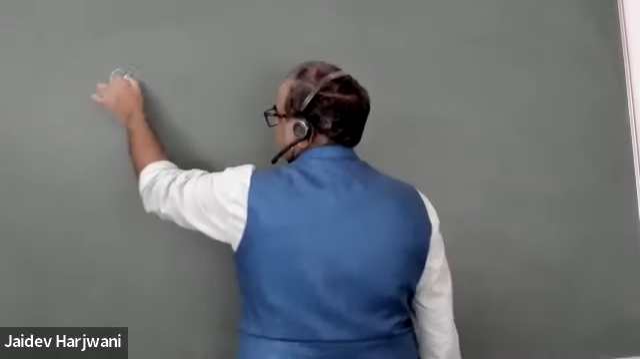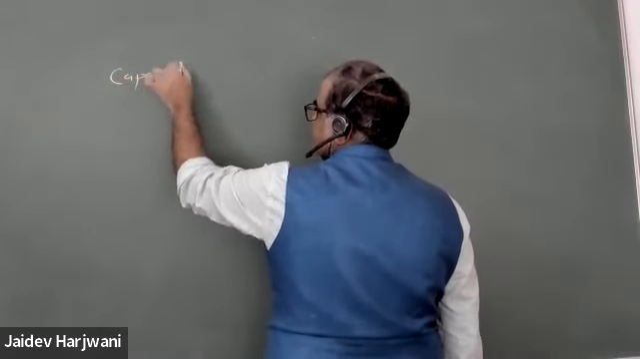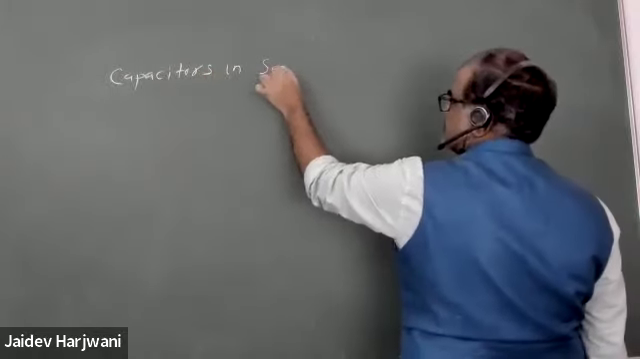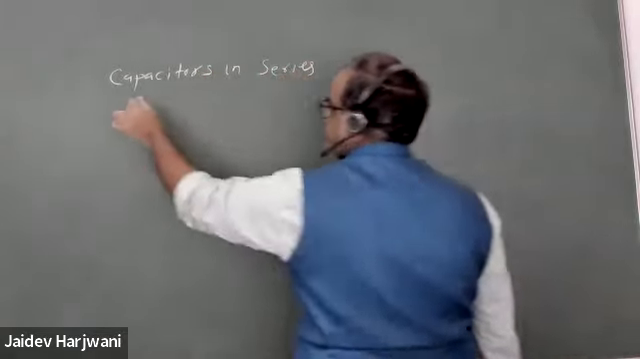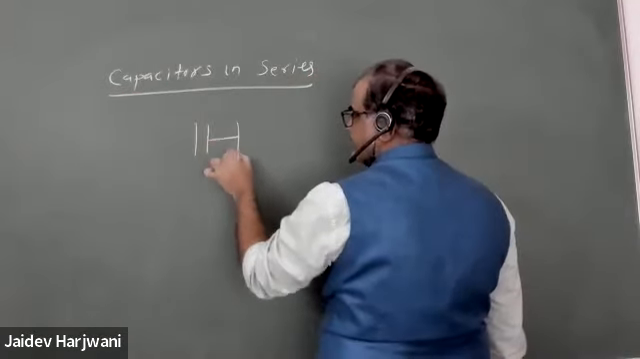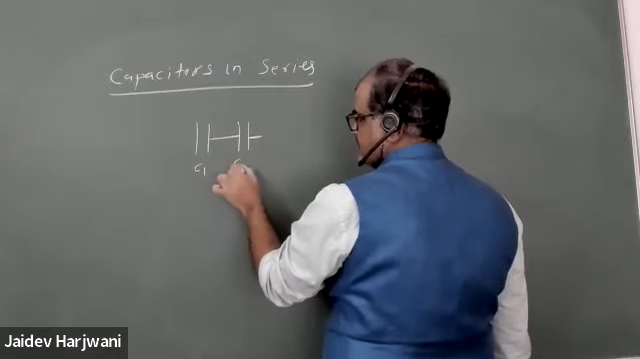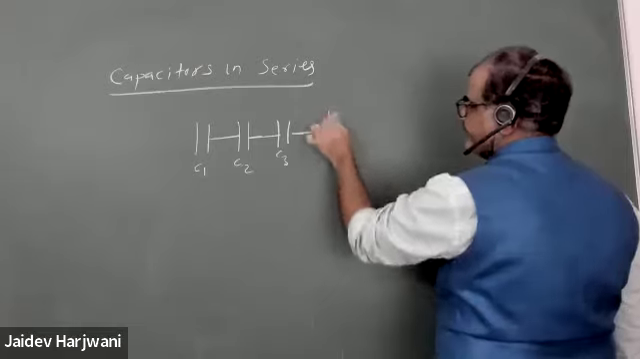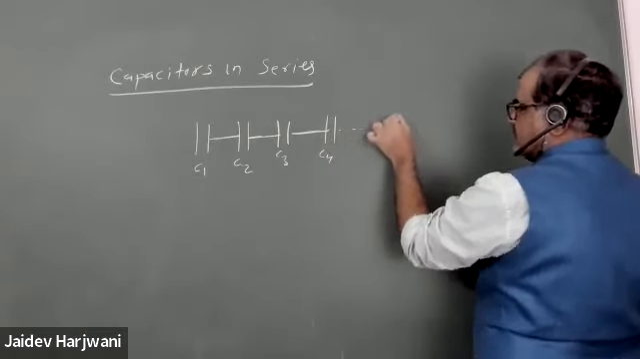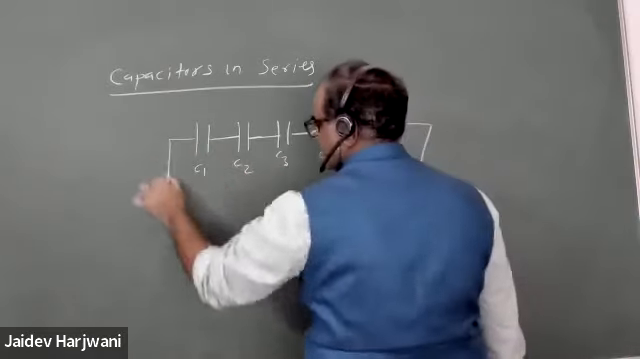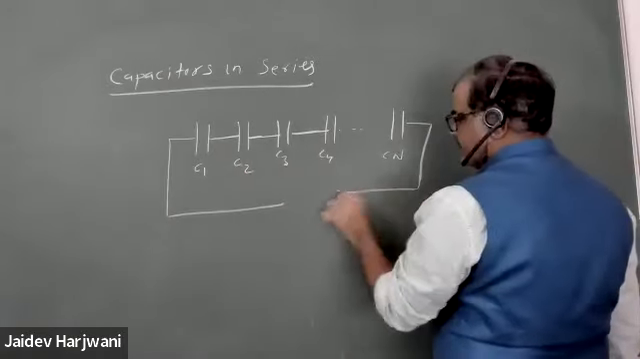Now let me do capacitors in series. Say n capacitors in series: C1, C2, C3, C4, and there we have Cn. These capacitors are in series. So what is their equivalent capacitor?